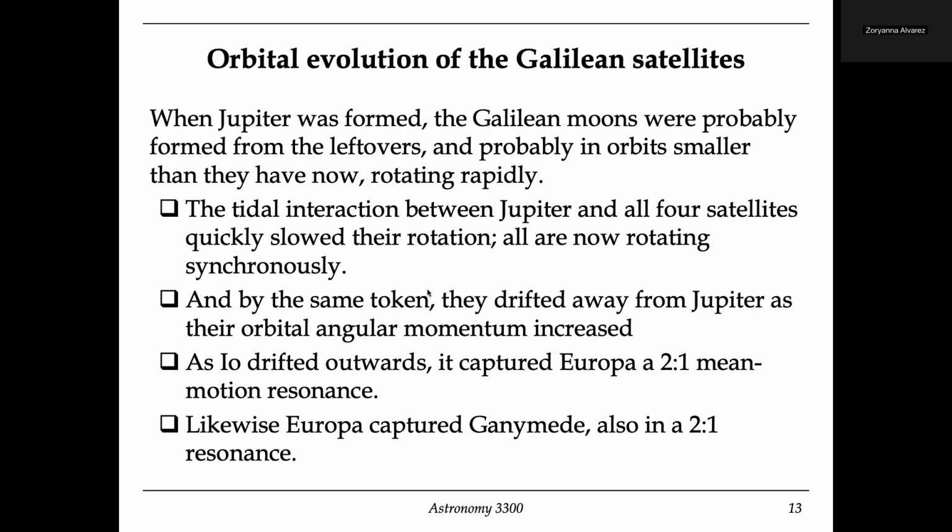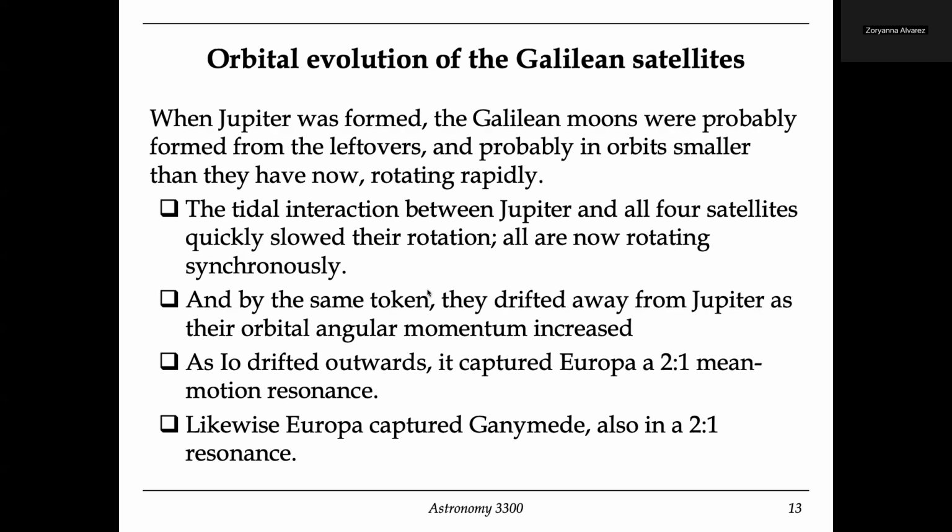Jupiter is formed, they're rapidly rotating, everyone's having a great time, they're all doing their own thing, and Jupiter is like, what are you doing? So very quickly, Jupiter slows them down. Not their orbit, but their rotation. So they all come to attention, right? They're pointing right at Jupiter. Okay. Now all of them are rotating synchronously, almost instantaneously, right? We saw the effect of that.